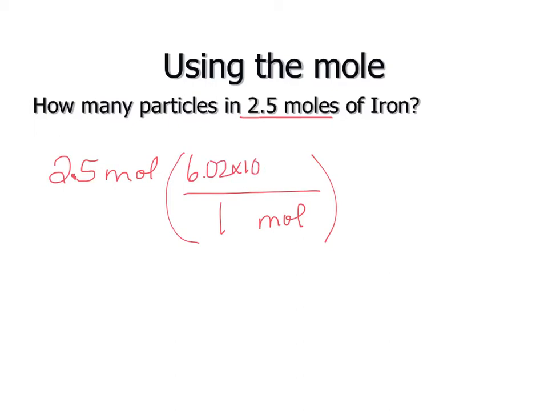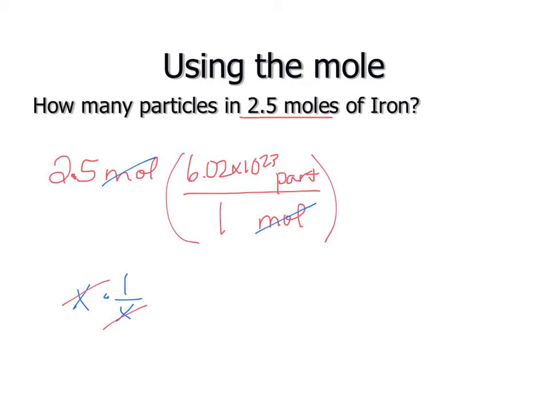6.02 times 10 to the 23rd particles, atoms, whatever the problem is talking about. Alright? You know you did your dimensional analysis correctly if, like in math class, when you're multiplying x times 1 over x, these x's cancel out. You know you're doing your dimensional analysis right if you are canceling out moles and leaving it with the unit that the question's asking you for.